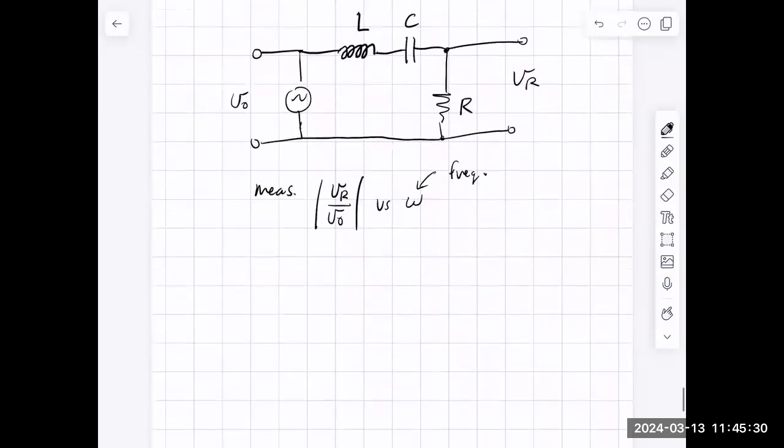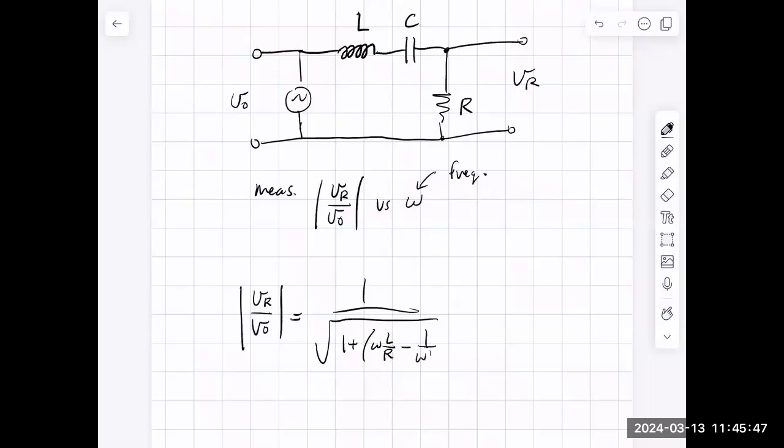I'm not going to derive it, but we had this result for this ratio. One way to write it was 1 plus omega L over R minus 1 over omega RC, squared, under a square root. And let's just suppose that for some reason, we didn't know L and R and C. So we're going to try to make these measurements to find these values.